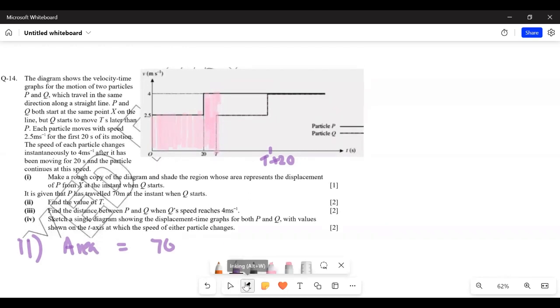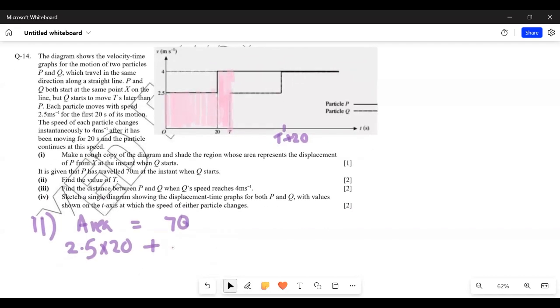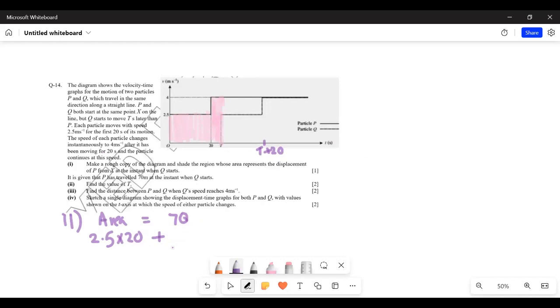So we have to find T. The first rectangle's area would be 2.5 into 20. So it has two parts. One area is 2.5 into 20 plus the area of the other, smaller rectangle, which I don't know yet. Let's call it X, equals 70. So the area of the second rectangle comes out to be 70 minus 2.5 into 20. Because the area of the first part came out to be 50, and total is 70, so definitely that part is 20.